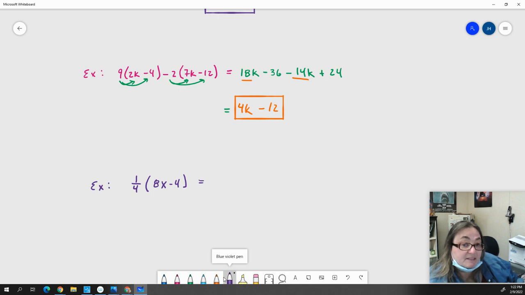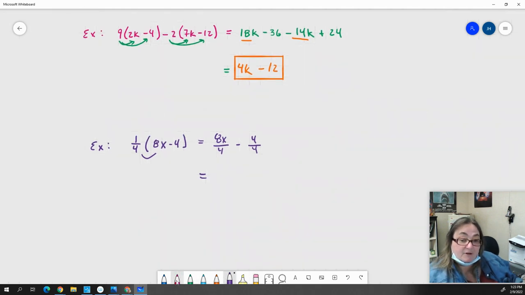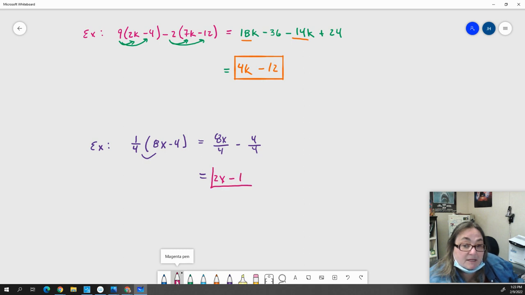But if I get this, this becomes 8x over 4, right? When I multiply that, I get 8x over 4. And when I multiply it times 4, I get minus 4 over 4. And if we look at simplifying those, well, 8x divided by 4 is just 2x, right? 8 divided by 4 is 2. 4 divided by 4 is just 1, so I wind up with 2x minus 1.